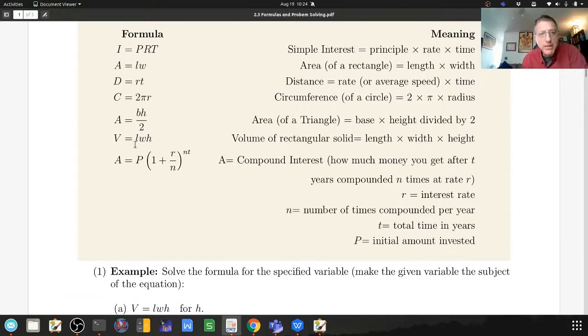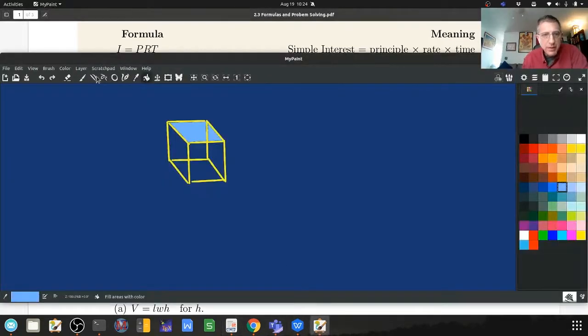So the volume is equal to the length times the width times the height. Over here I have, we'll say this is my length. That means this line right here will be my width, this line right here will be my height, and that will be the volume. It would be in cubic inches or cubic feet.